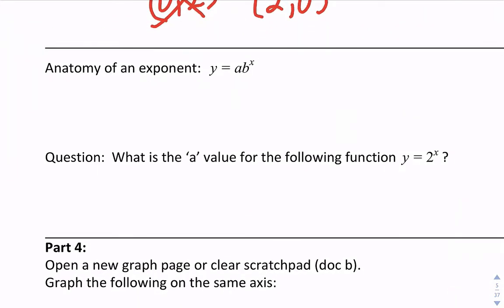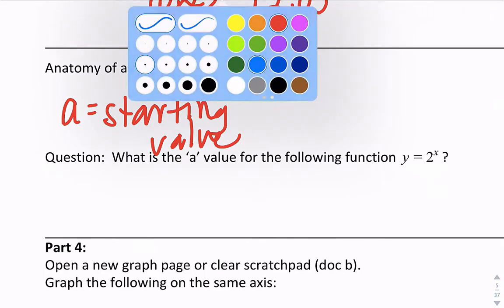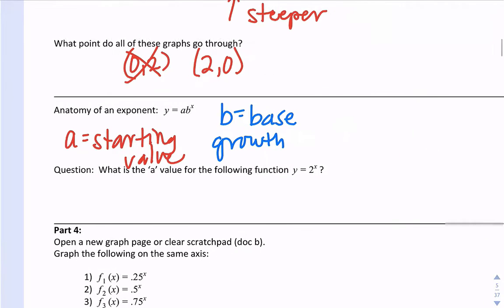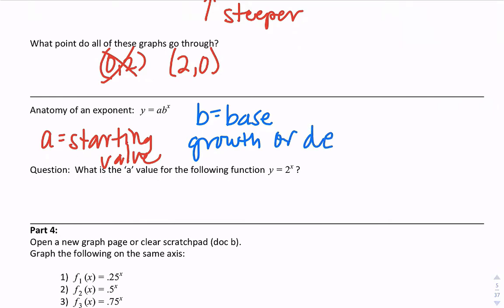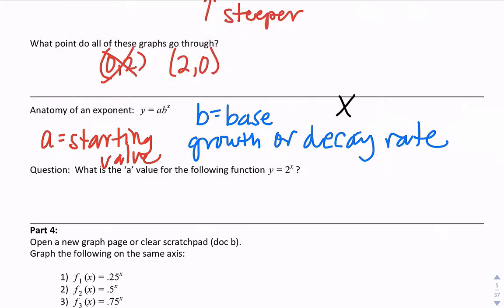All right, so anatomy of an exponent, we have the a, which is the starting value. The b is the base of the exponent, so b has the exponents, the base. And it's going to be either growth or decay rate. We've just looked at growth so far. And then x is time. So we've looked at x being days, but it can also be hours or minutes or seconds or any unit of time.